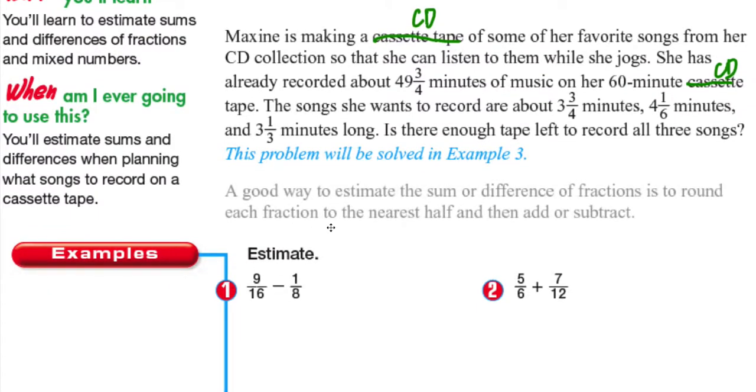A good way to estimate a sum or difference of fractions is to round each fraction to the nearest half and then to add or subtract. Again, when you say round to the nearest half, it means you need to round to 0, 1/2, or 1. Those are the three numbers you can round to. So let's take a look at 9 over 16 minus 1 over 8.